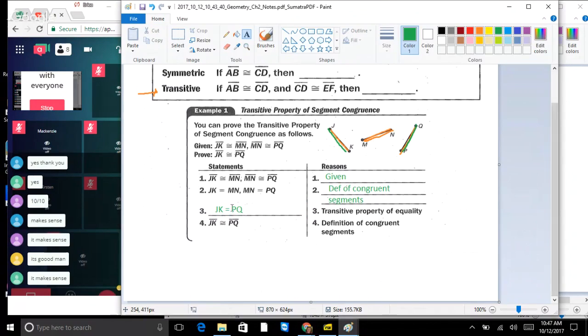But we're not quite there yet. We have JK equals PQ, but we're just talking about equality and not congruence. So now, if we use the definition of congruent segments again, we can convert the fact that JK equals PQ into line JK is congruent to line PQ. And we've proved that to be true. A lot of the time what they're asking you to prove is easy, and it's more in the steps of how to prove it that you learn how that all works.